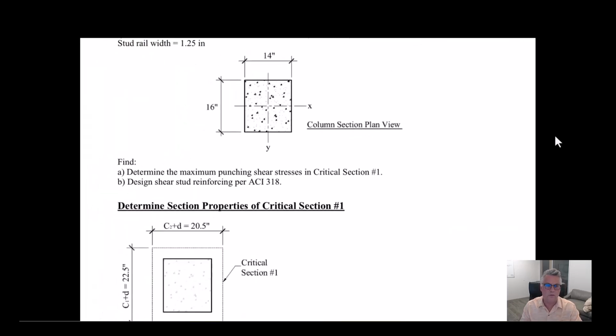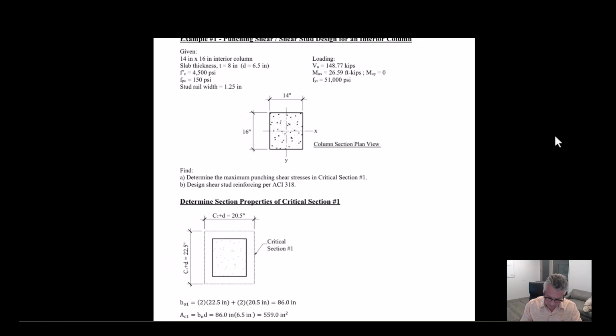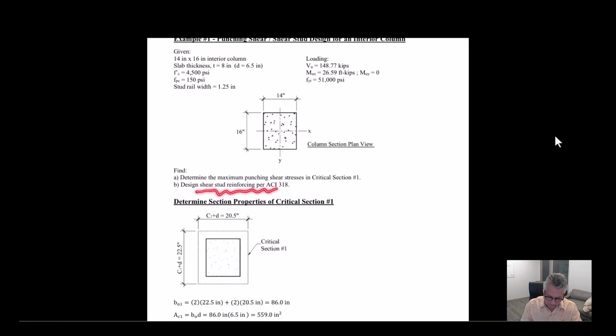We are first going to, before we get to the stud rails, check whether or not we need stud rails. And then we're also going to check that we don't have such a high shear stress that we're not allowed to use stud rails. So we have to be in the sweet zone. We have to need them, but the demand can't be so high that we're no longer allowed to use them. So determine the maximum punching shear stresses in critical section one. That's what you would get. It's the same as what we did in the last lecture, if you're following chronologically. And then we're going to do the shear stud design per ACI 318, but there's a caveat there. I'll get to that when I get to that, but it's not really per ACI 318. I'll leave you hanging.